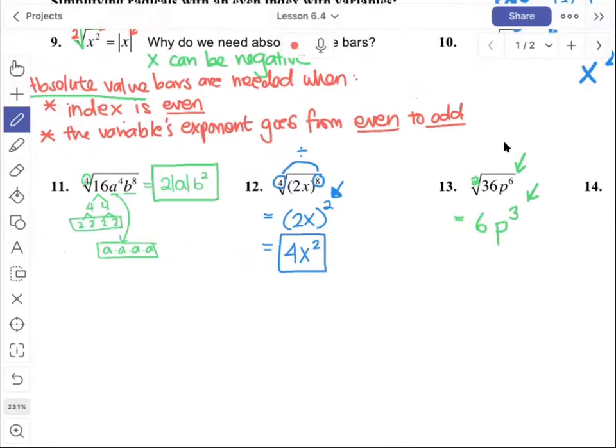Absolute value signs. Perfect. You got it, Samantha. Nice. So we need absolute value signs around that p. Yay. Good job. Final answer.